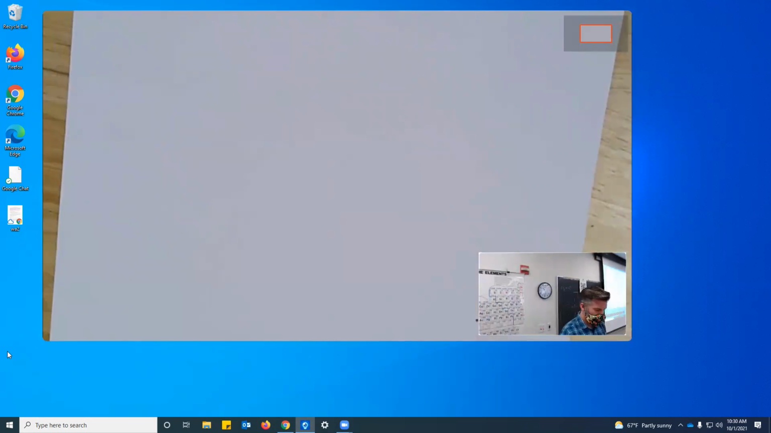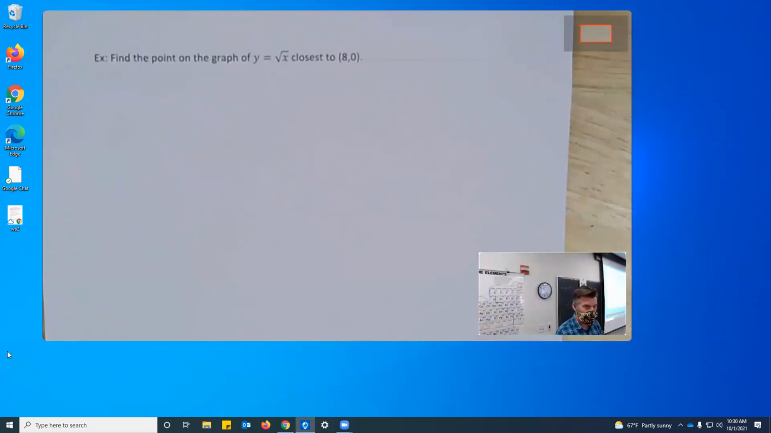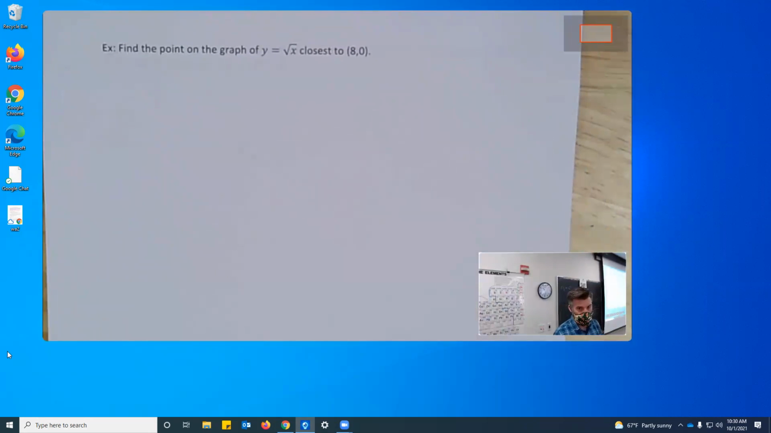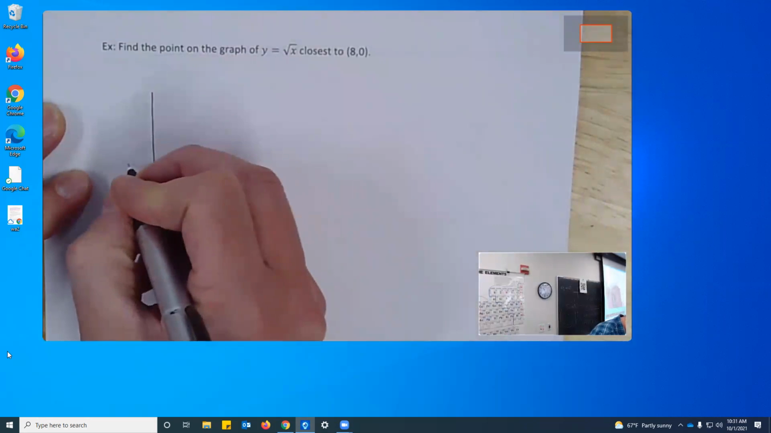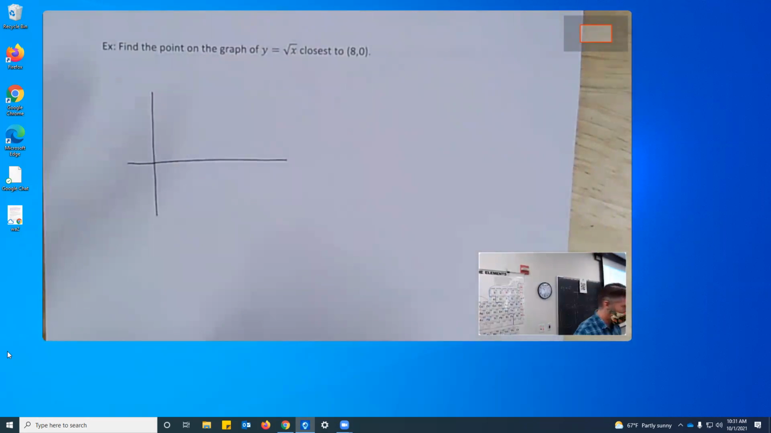All right, let's look at another one. Find the point on the graph y equal to the square root of x closest to 8, 0. Okay. I'm going to draw a picture. I'm going to draw y equal to the square root of x.